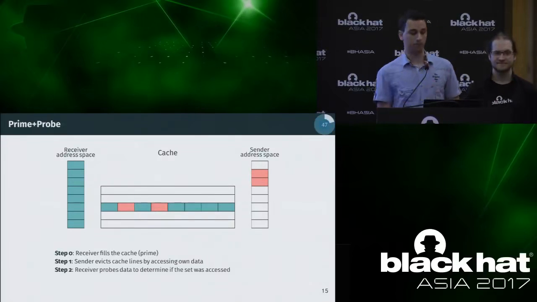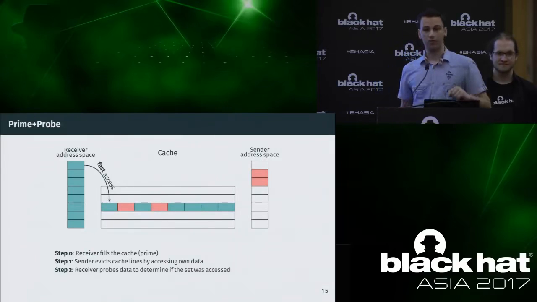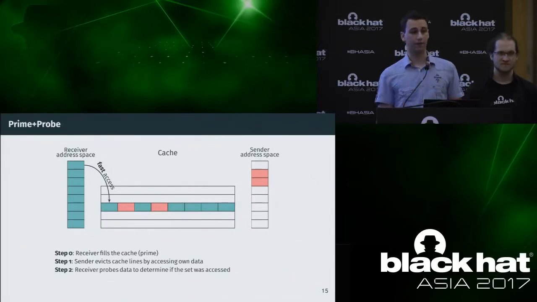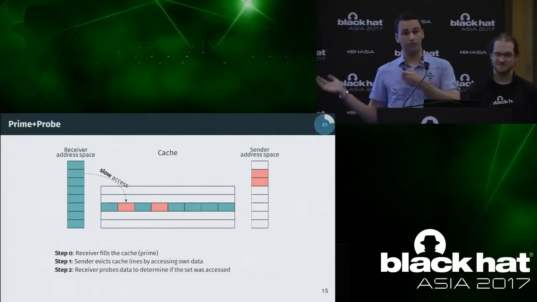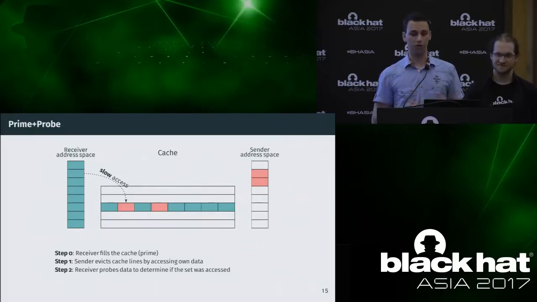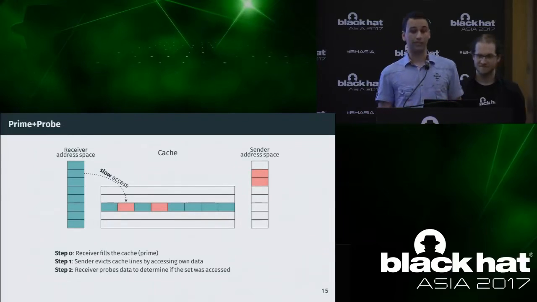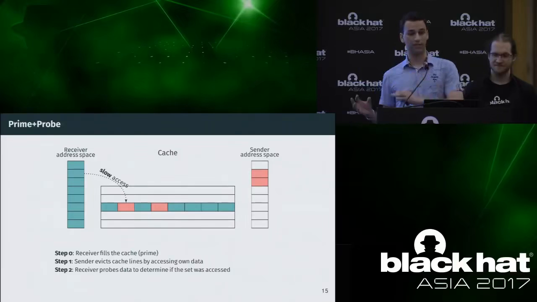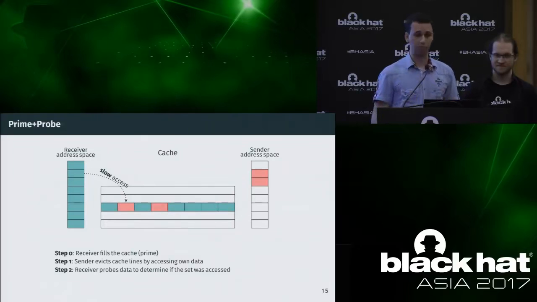After that, it's again the receiver's turn, and the receiver will again access the addresses mapping to this cache set. If the receiver accesses data that's still in the cache, we've seen in the histogram that it's fast. If the data is not in the cache because it was thrown out by the sender, it will see a slow access. Then the receiver knows, okay, the sender did something in this cache set, it tried to send me something. So that's the basic idea behind prime and probe.